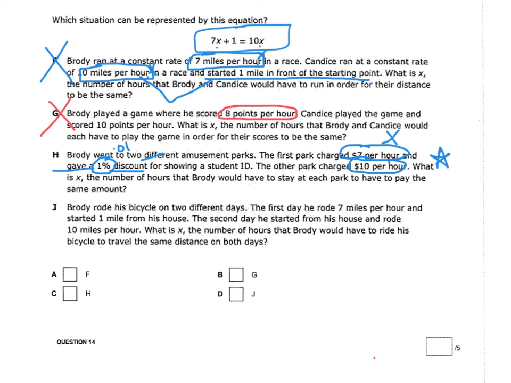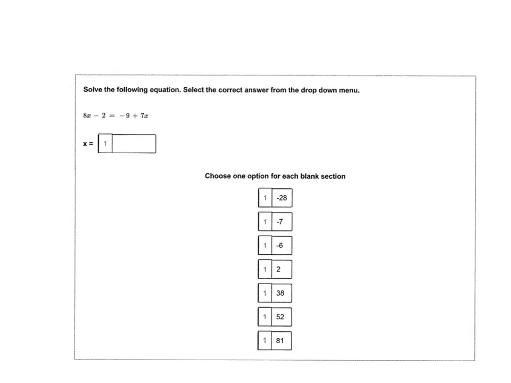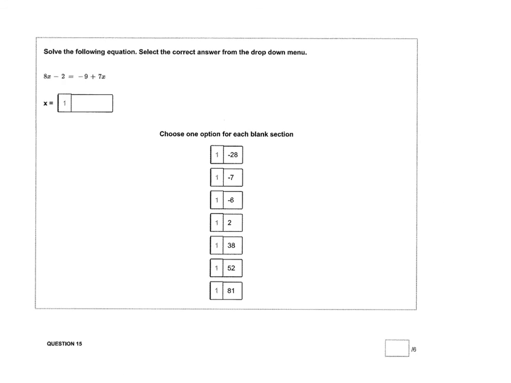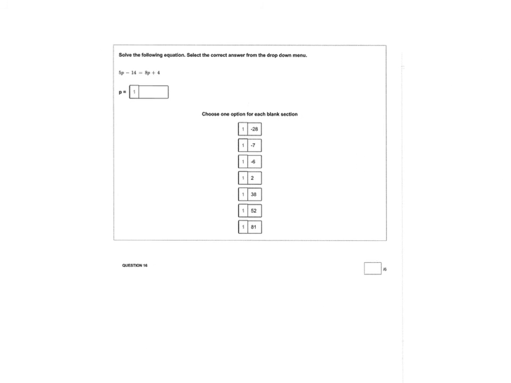Brody rode a bicycle on 2 different days. The first day he rode 7 miles per hour and started 1 mile from his house. Okay, everything about that matches this. The second day he started from his house and rode 10 miles per hour. Okay, perfect. Solving. Another solving.